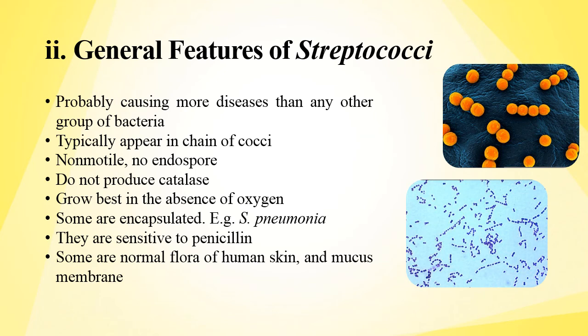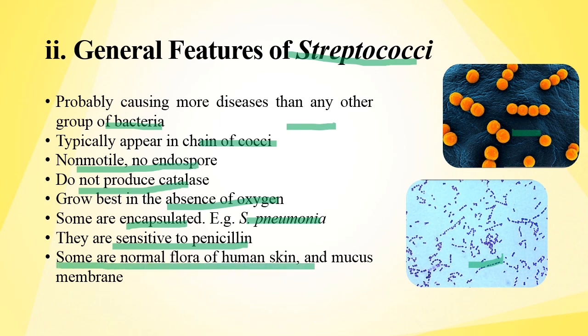Next is the genus Streptococci. Streptococci probably cause more diseases than any other group of bacteria. They typically appear in chains of cocci as shown here, and they are non-motile and do not produce endospores. They also do not produce catalase, so they are catalase negative, and grow best in the absence of oxygen. Some members of Streptococcus are also encapsulated, for example Streptococcus pneumoniae, and they are sensitive to penicillin antibiotics. Apart from that, some of them are normal flora of skin and mucous membranes in humans.